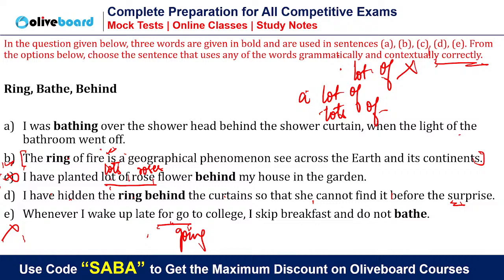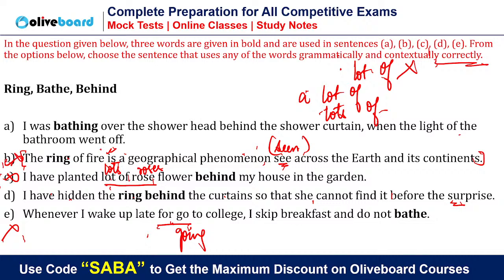So when one finite verb is given, can you use another finite verb? The ring of fire is a geographical phenomena seen across the earth, or to see across the earth. V3 form can be used, past participle can be used. We need a non-finite form of verb, we don't need a finite verb. Yes, it should be seen across the earth, not seeing. The ring of fire is not seeing, it is seen. Passive voice. Eliminated.